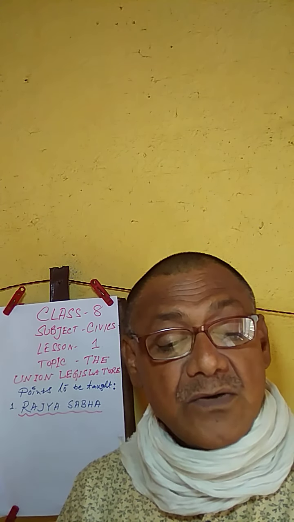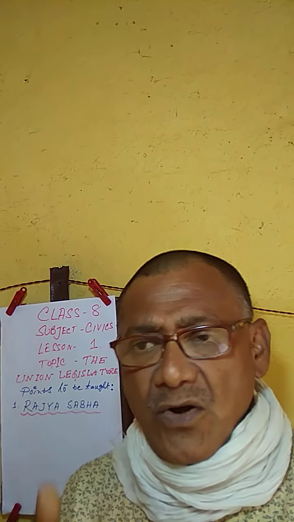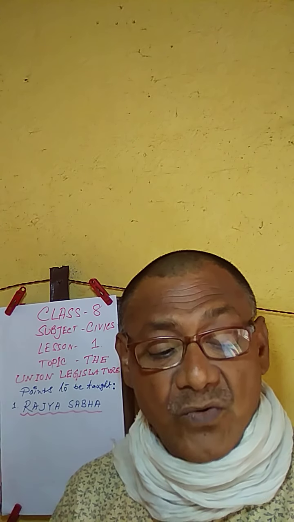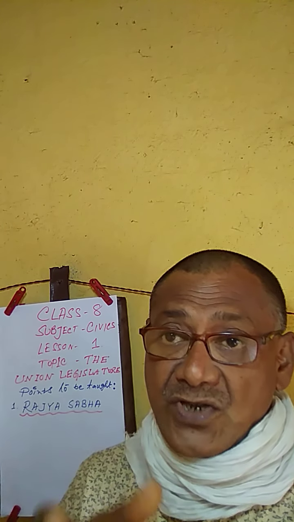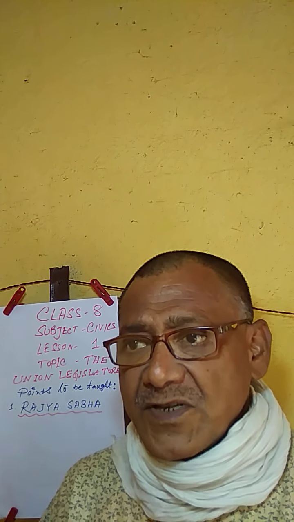Now qualifications also I taught you. Now tenure also I told you. Now the presiding officer, that point also I explained before you. The Vice President is the ex-officio chairman of the House. The Vice President is the presiding officer of the Rajya Sabha.